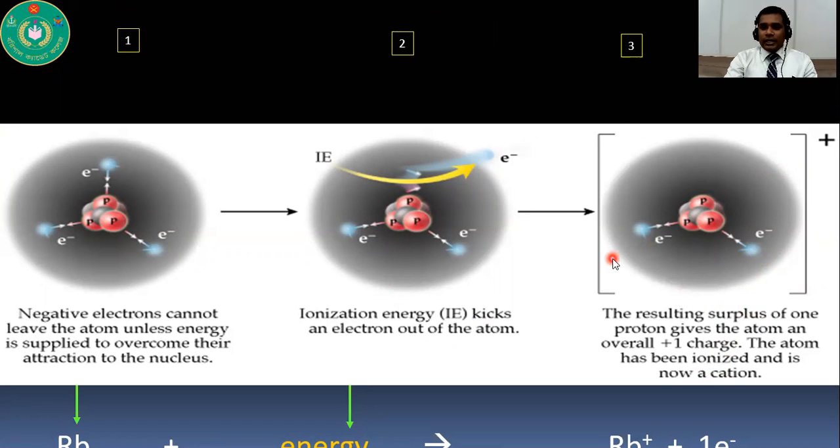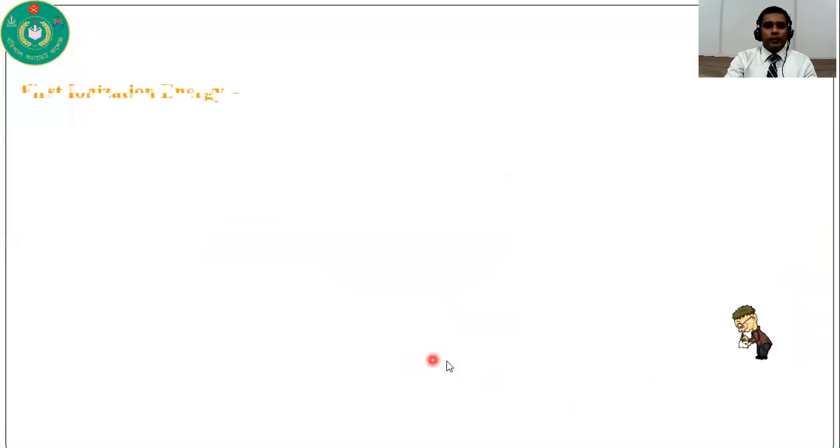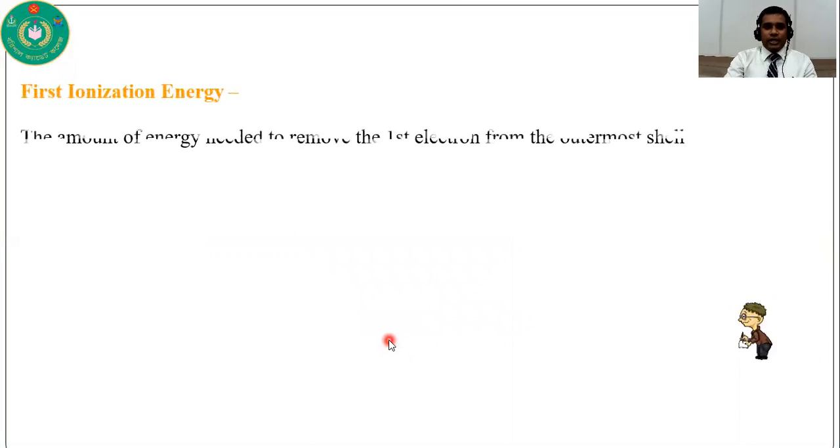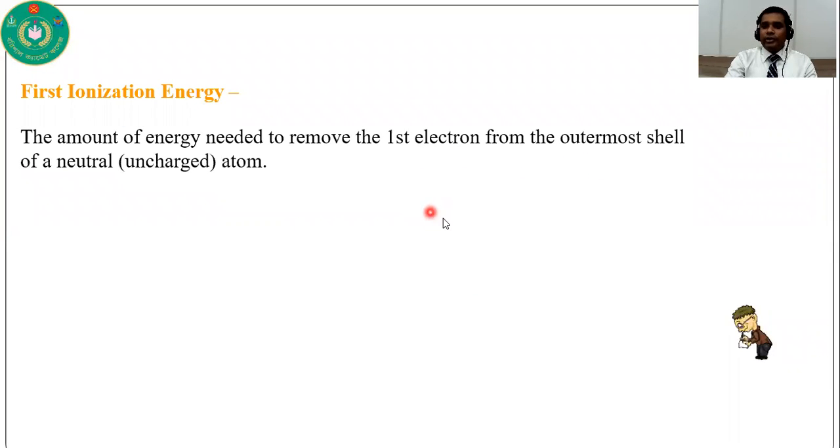So here you can see that when we give energy, we get a positive ion, and as 1 electron is removed, the amount of energy we get is called first ionization energy. So what is first ionization energy? The amount of energy needed to remove the first electron from the outermost shell of a neutral atom is called first ionization energy.